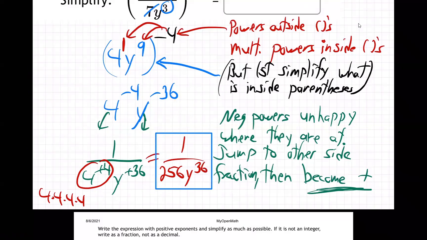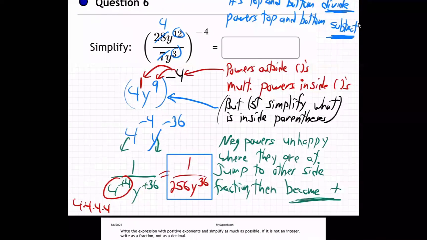On that one. So let's recap. What did we do there? So first off, simplify what is inside the parentheses. So I went 7 into 28 4 times. And so the out front numbers divided, the powers subtracted, 12 minus 3 is 9. Got to here. Then powers outside parentheses multiply powers inside.